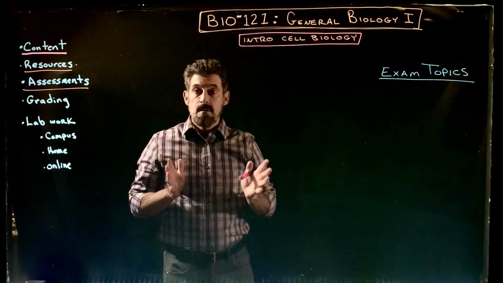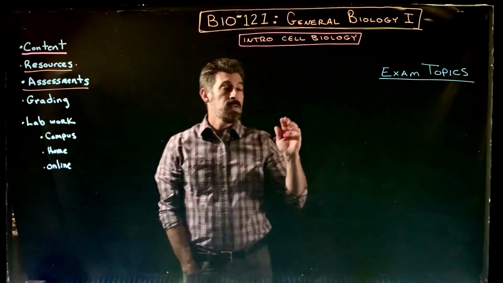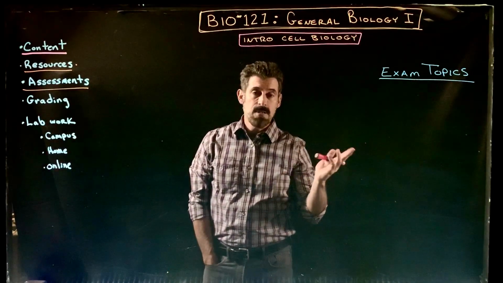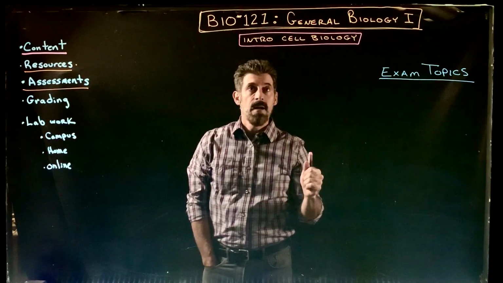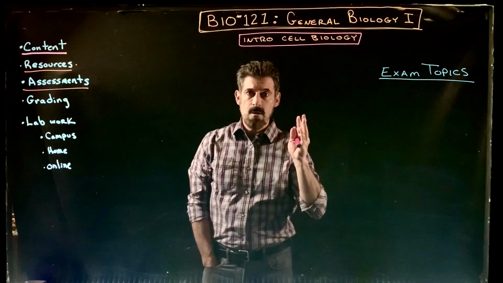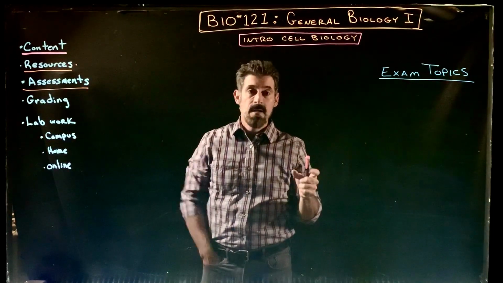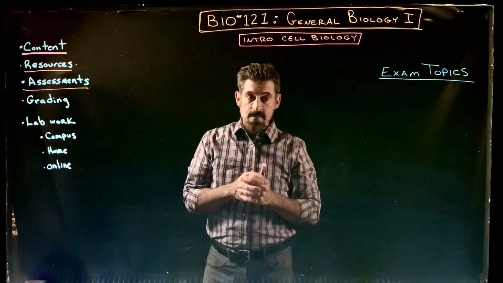So this is going to be your Biology 121 course, General Biology. The General Biology 1 class, the name is obviously incredibly generic. The content of the course is really aligned more with what we'd call intro cell biology. So it's really a cellular biology course, cells being the smallest unit of life.